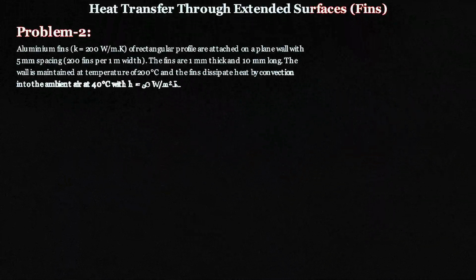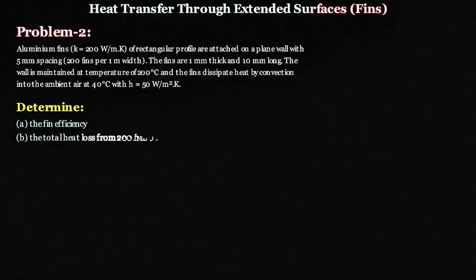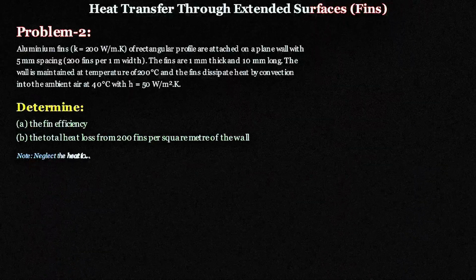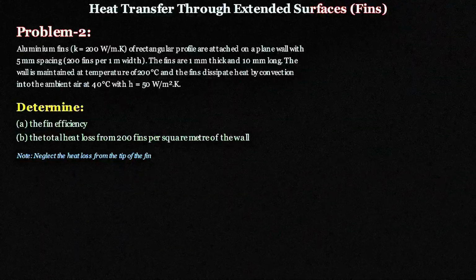Let's examine problem 2. Aluminum fins with thermal conductivity of 200 watts per meter Kelvin having rectangular profile are attached on a plane wall with 5 millimeter spacing. This means there are 200 fins per 1 meter width. The fins are 1 millimeter thick and 10 millimeters long. The wall is maintained at a temperature of 200 degrees Celsius, and the fins dissipate heat by convection into the ambient air at 40 degrees Celsius, with a heat transfer coefficient of 50 watts per meter squared Kelvin.